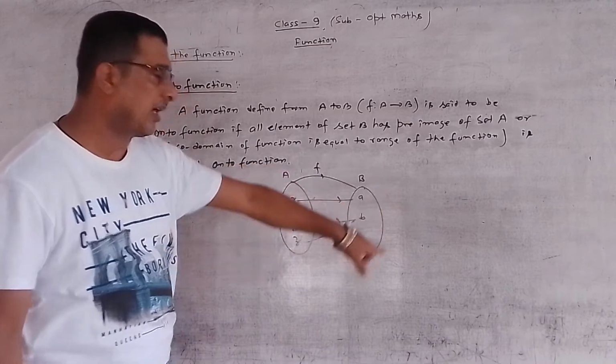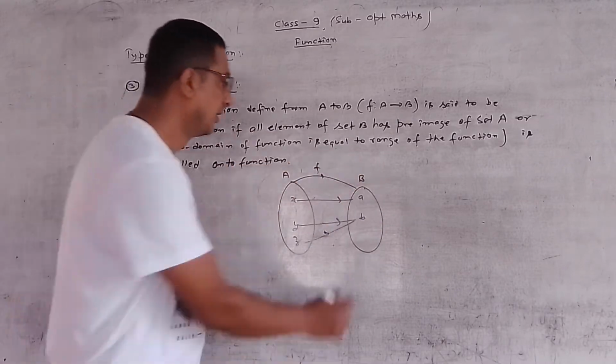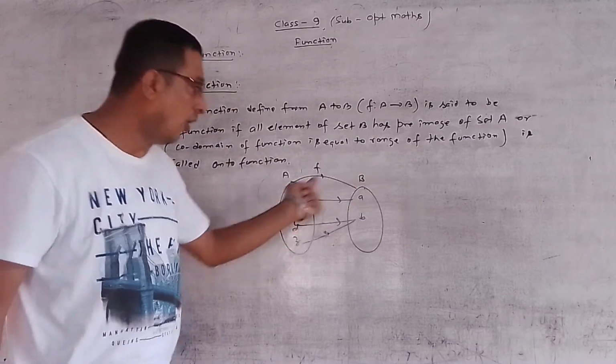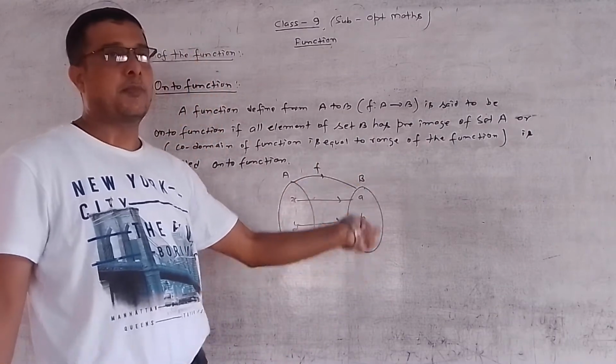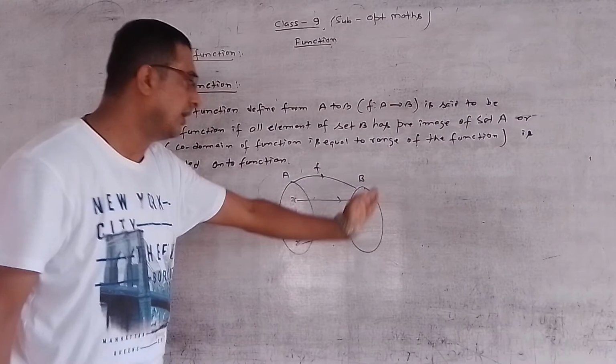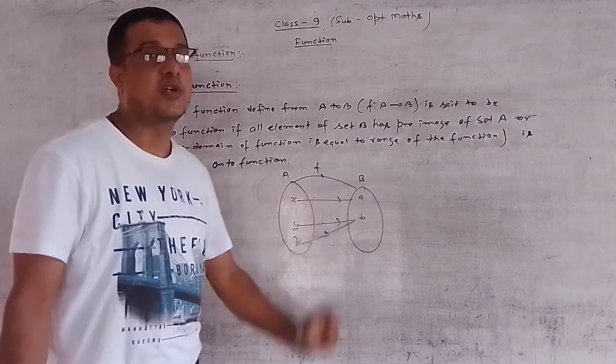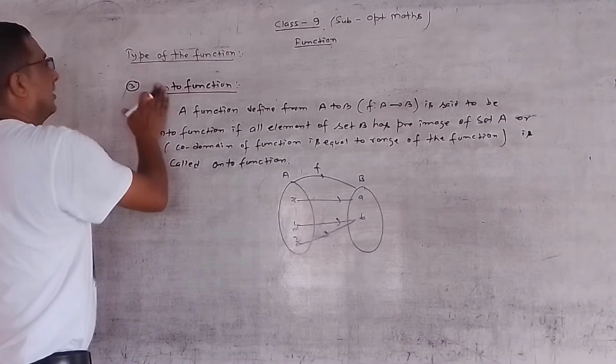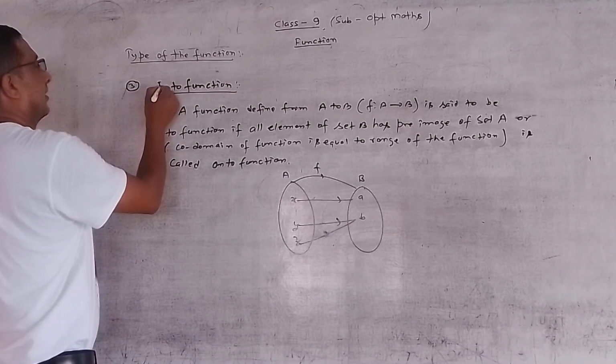If no element of set B is left out of the mapping, all elements of set B participate in a mapping. Now this one is called the onto function. Is that clear? Now the last one is the into function. I am just changing it here.